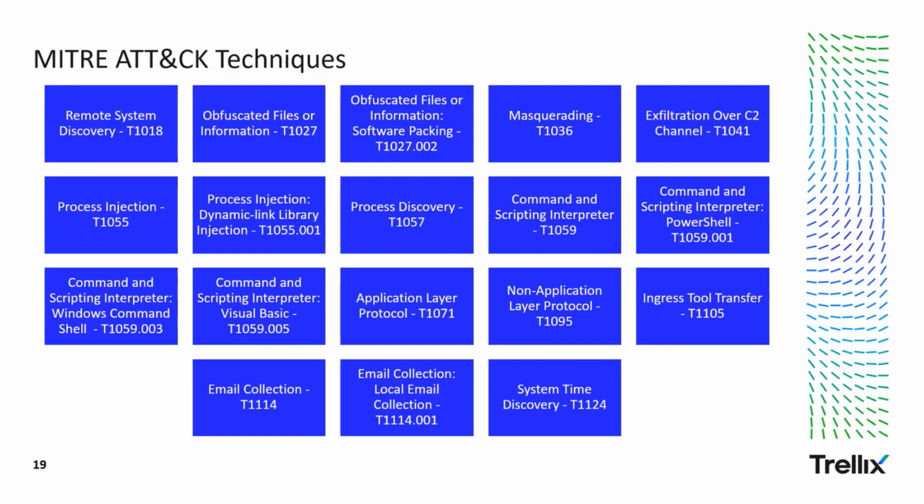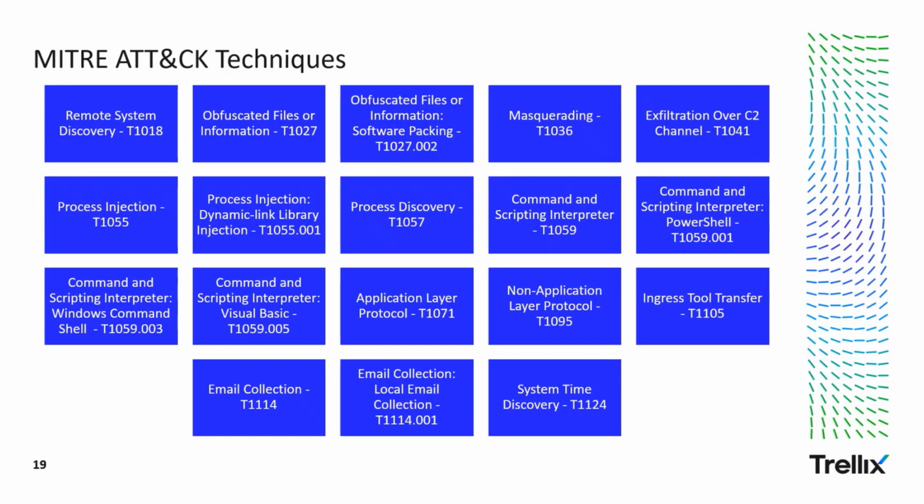Next up, process injection, which is technique 1055. In this case, adversaries may inject code into processes in order to evade process-based defenses, as well as possibly elevate privileges. Process injection is a method of executing arbitrary code in the address space of a separate live process. What we saw here is DLL injection, which is technique 1055.001. Here, adversaries may inject DLLs into processes in order to evade process-based defenses, as well as possibly elevate privileges. DLL injection is a method of executing arbitrary code in the address space of a separate live process.